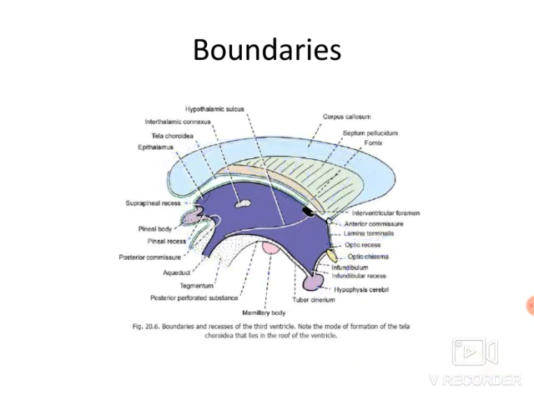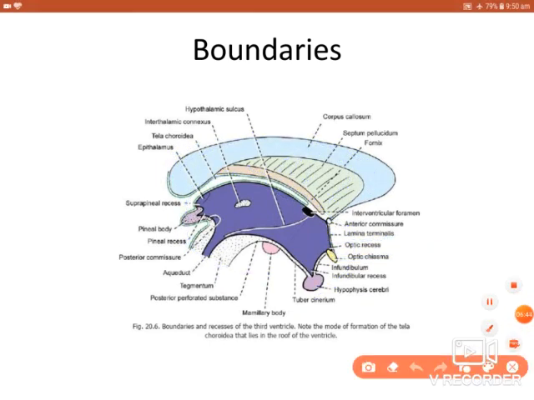Then here you can see this is the pia mater. See, this is the pia mater, this fold here. Here we'll get the choroid plexus. So that forms the roof. Here you can see this is the lateral wall.